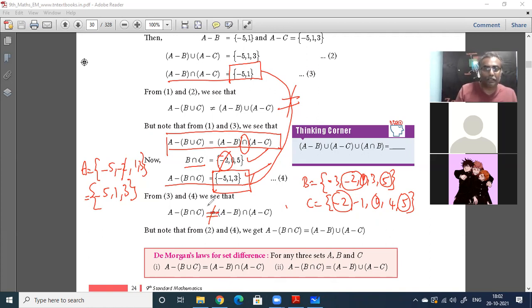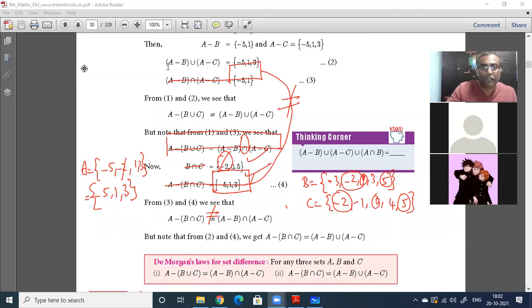Instead, we note that A minus (B intersection C) is minus 5, 1, 3. If you go upward, it is equal to (A minus B) union (A minus C). So A minus (B intersection C) is equal to (A minus B) union (A minus C). Ulta again: in this place you are getting intersection, in this place you are getting union. Something like a distribution law, but this is the paradox of the whole thing.